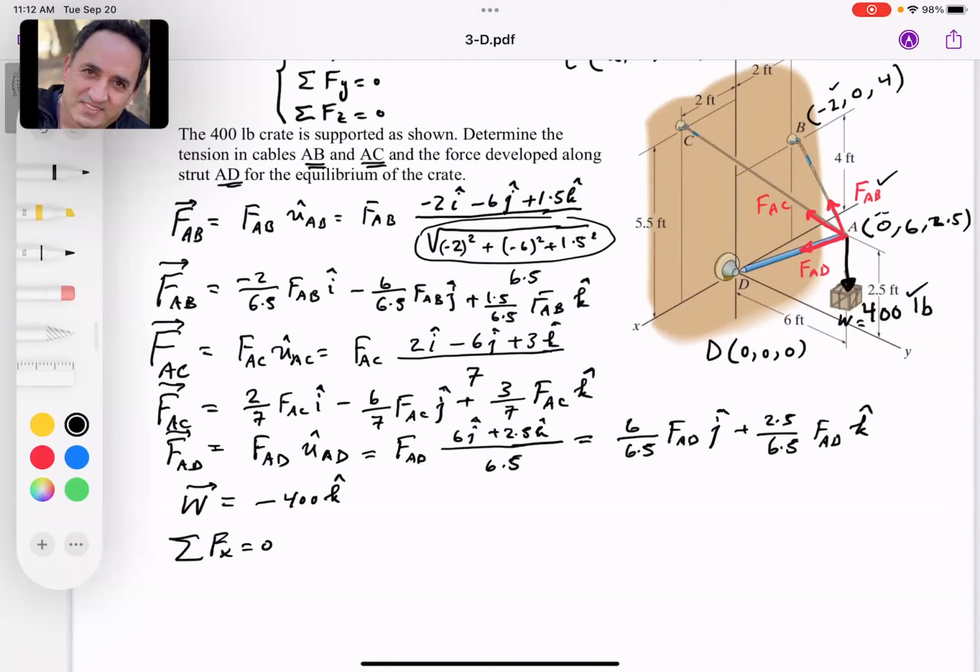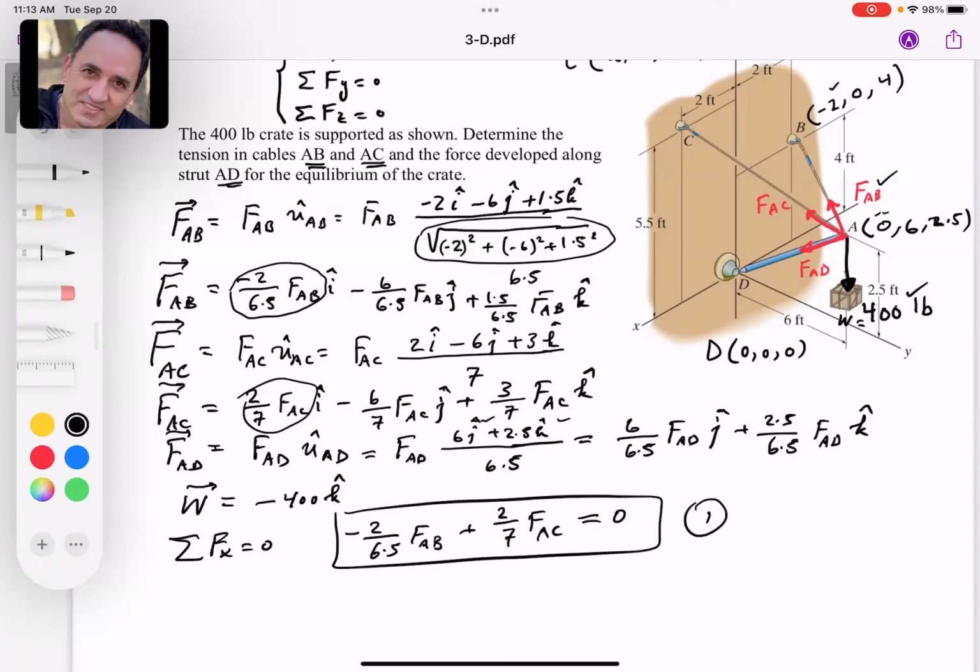So in other words, take the equation: sum of the forces in x equals 0. So the x component of FAB is this guy. So we have minus 2 over 6.5 FAB, right? And we have the x component of FAC right here, 2/7 of FAC. This guy doesn't have any x component, right? We just have J and K. And the weight doesn't have any contribution. So that's our first equation, I call it equation number 1.